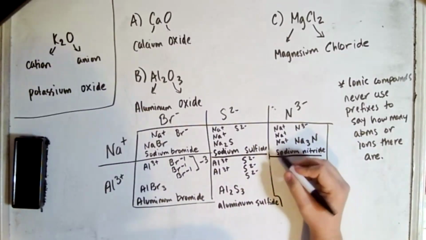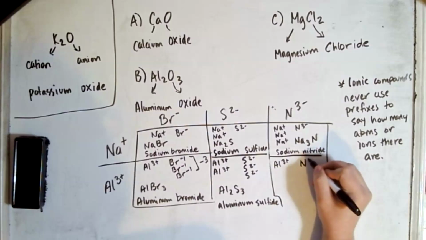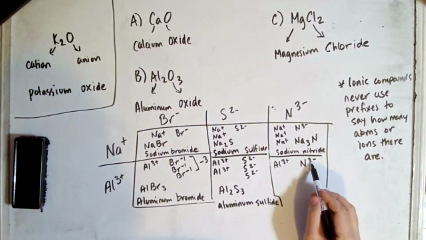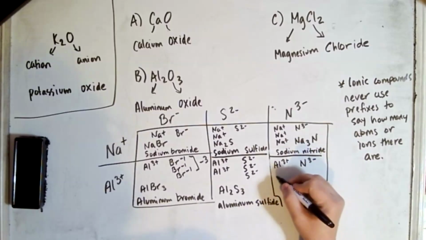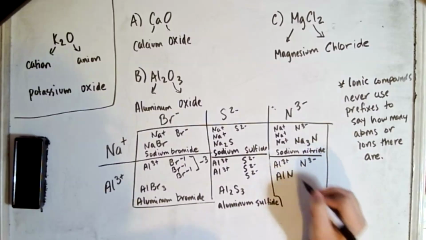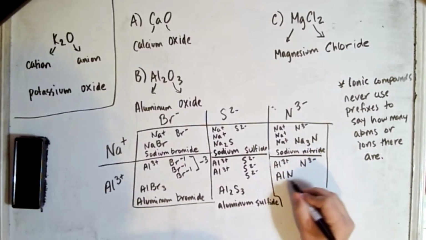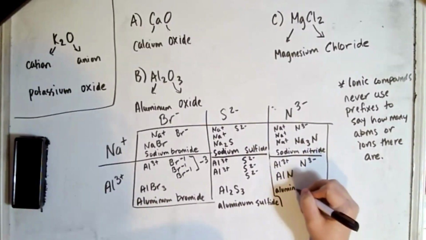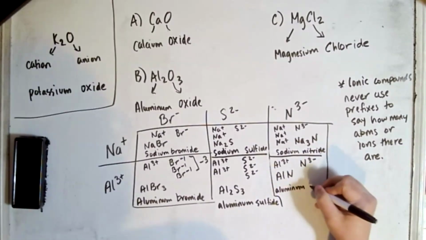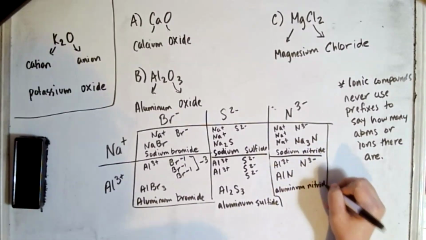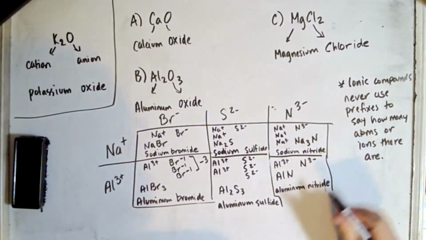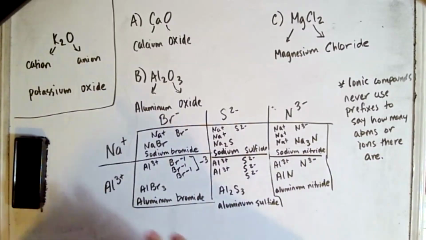And then for our last example, we're going to have aluminum with the nitride ion. This one's nice because aluminum is a +3 charge, nitrogen has a -3 charge. So when they combine, it's just going to be AlN, one of each. And then the name is going to be aluminum nitride. Okay.